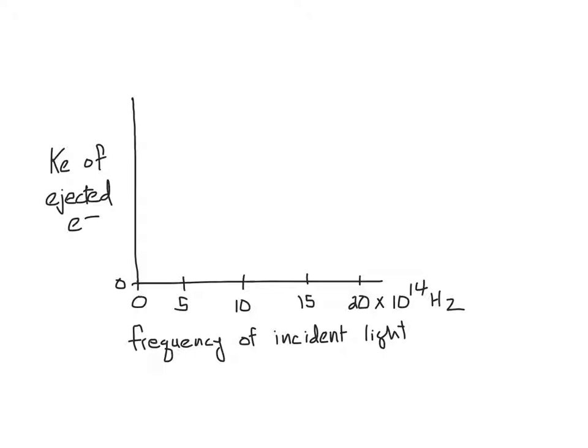If you perform this experiment and plotted the kinetic energy of the ejected electrons as a function of the frequency of the incident light, what you'd find is that there's a linear relationship between the kinetic energy of the electron ejected and the frequency of the incident light. The slope of this linear relationship is simply Planck's constant.